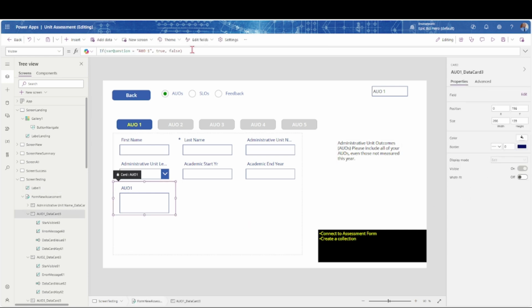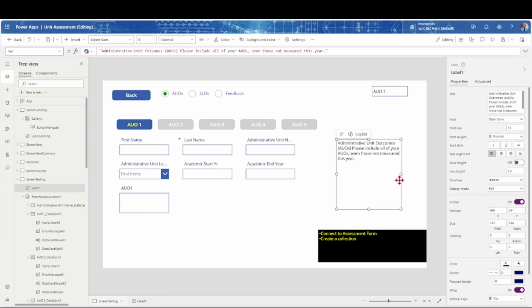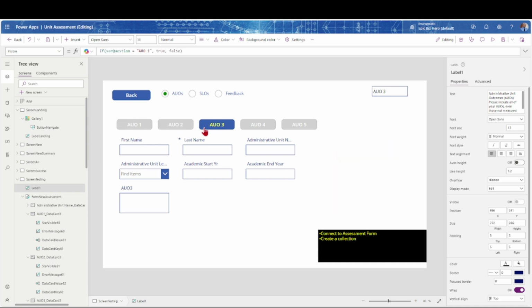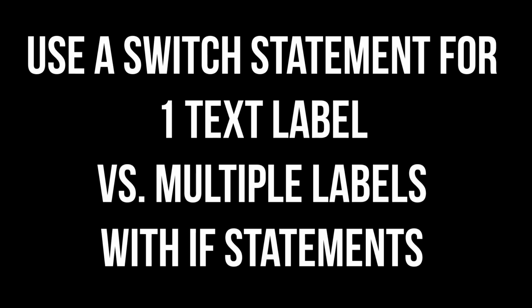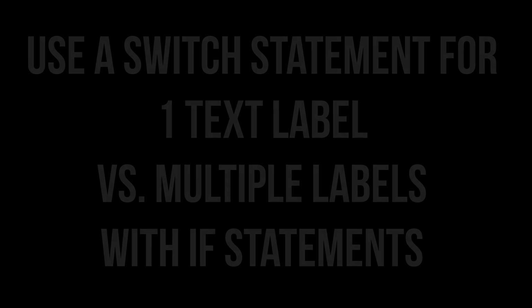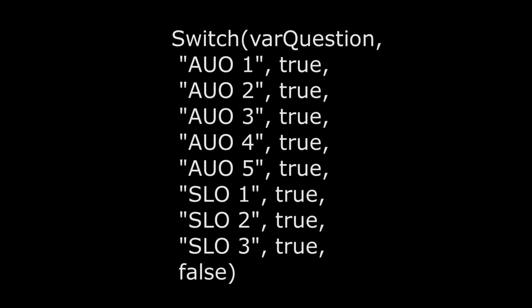Since this is part of AUO1, copy the visibility formula from the AUO1 data card, and add that formula to the text label's visibility. Now that we know how it works, we are going to create a switch statement, not for the visibility yet, but rather to display different text. The easy way would be to add one text label for each question. A switch statement is 10 times better.